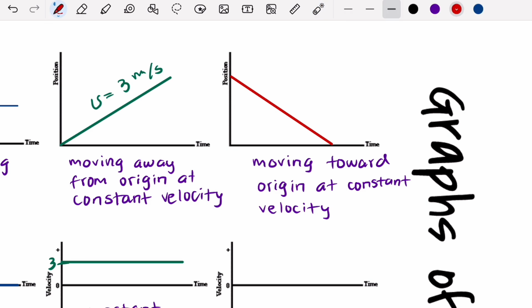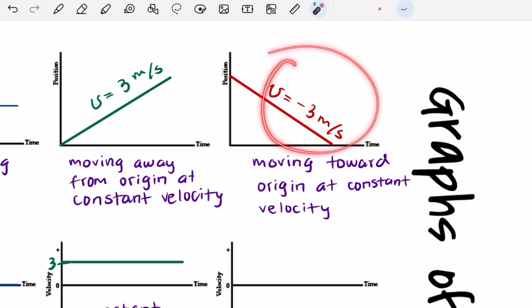Let's say this velocity is going to be, let's go for the same thing. It looks almost the same. Negative 3 meters per second. This velocity, although it's negative, does not mean it's slowing down. It just tells you it's moving backward. Okay? That's all it's telling you.